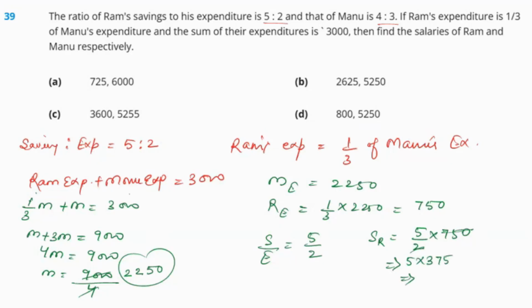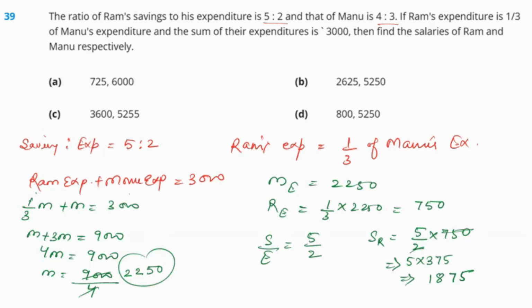And solving 5 times 375, we get 1875. So 1875 is Ram's saving. Now in the question it is also given the Ram saving to the Mono saving ratio, so from that also we will be able to figure out Mono's saving as well.